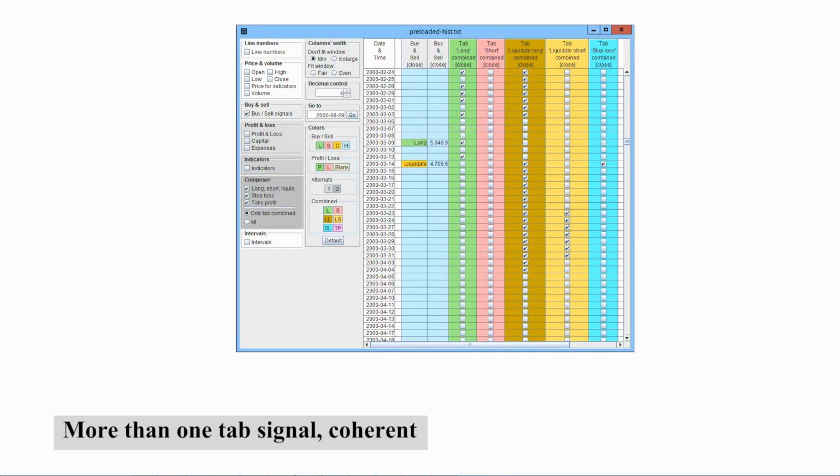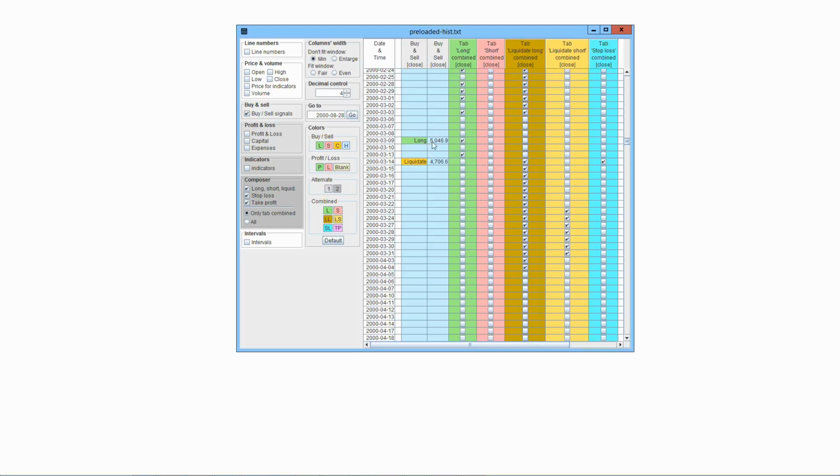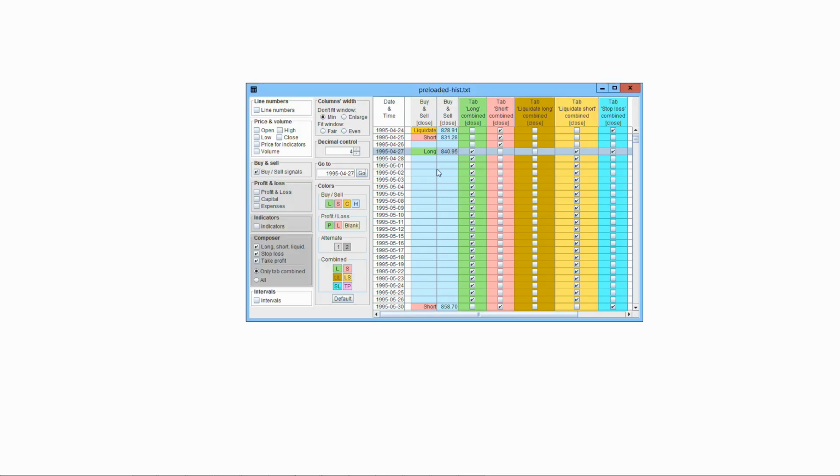In this subsection, we explore what happens when there is more than one tab signal in a given instant of time, but all of them are coherent. If a long position is open and there is more than one signal between liquidate long, stop loss, take profit, they are all saying the same thing, liquidate, so the position is liquidated. A stop and reverse can happen if the current position is short and a long signal is given, together with any combination of the following: liquidate short, stop loss, take profit. All liquidate signals refer to the short position, and then we have a long signal. There is no doubt the short position must be liquidated. Moreover, a long position is opened.